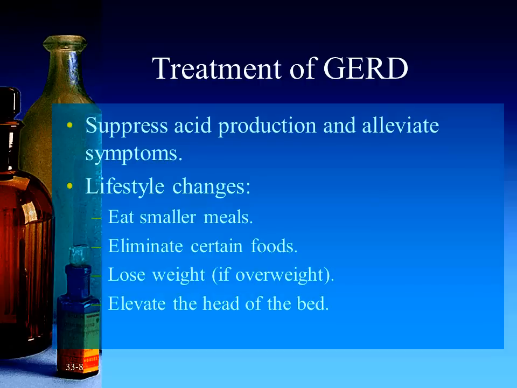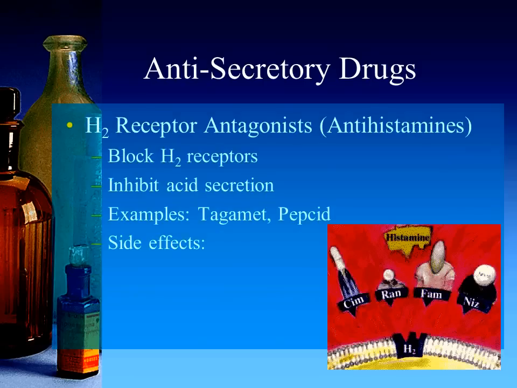And then in addition, you will see some of our medications that we mentioned with peptic ulcer disease being used. So let's start to talk about those medications now that we have a background on what's happening in these disorders. First, I'm going to talk about the anti-secretory drugs. As we said, one of the goals is to decrease secretion of acid. So we need to talk about some medications that do just that.